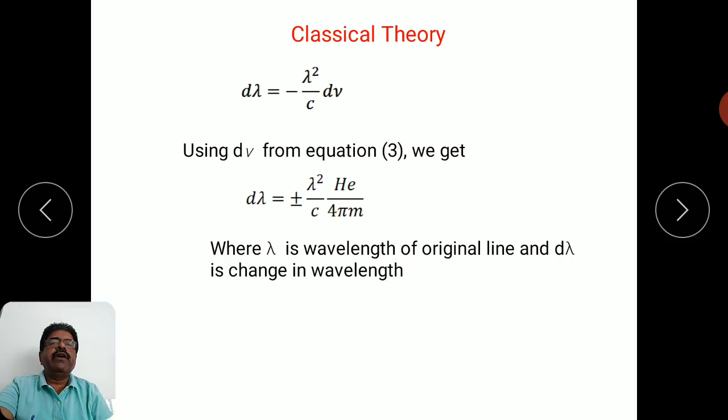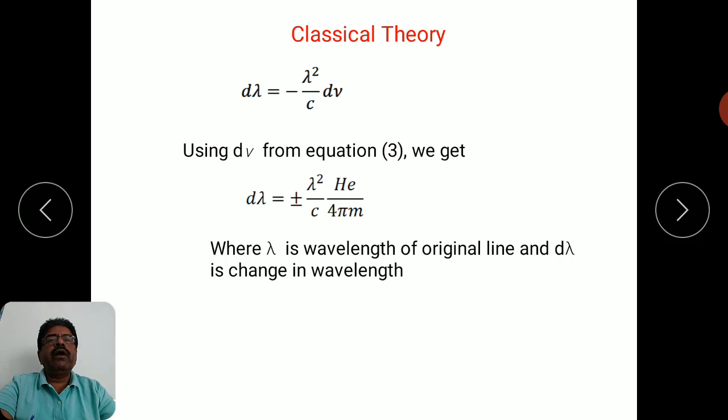In the normal Zeeman effect, when we observe any particular element, a single spectral line is split into three components: the original line, one line having slightly higher wavelength, where dλ is equal to plus λ square by c into He upon 4π, and a third line having slightly lower wavelength, minus λ square by c into He upon 4π. So this is correctly explained by Lorentz using classical laws of physics.